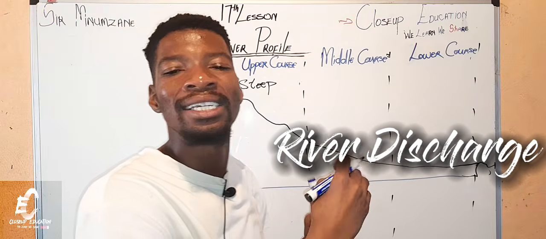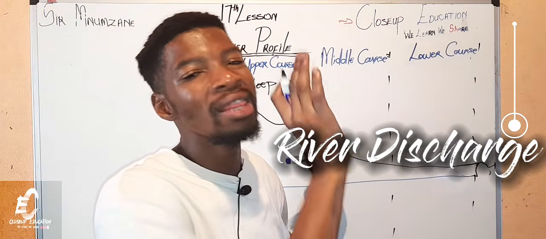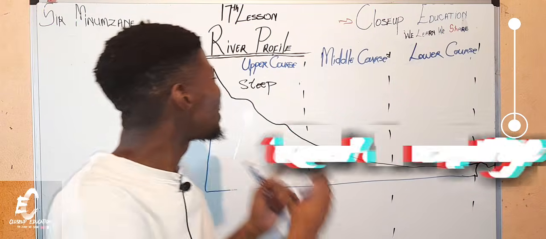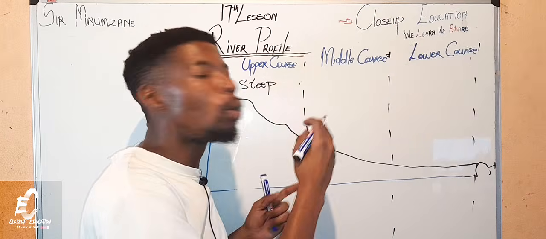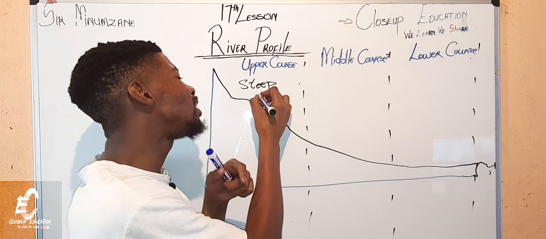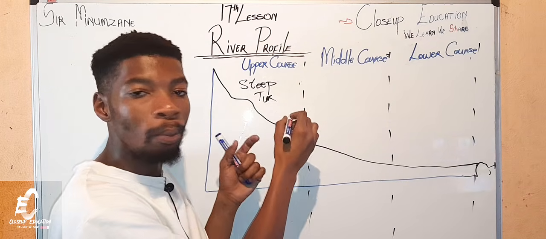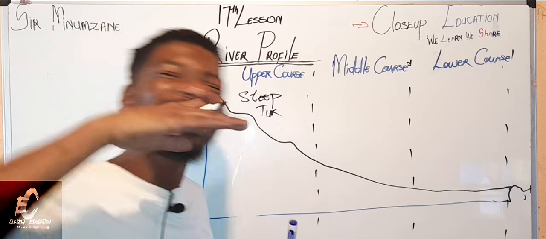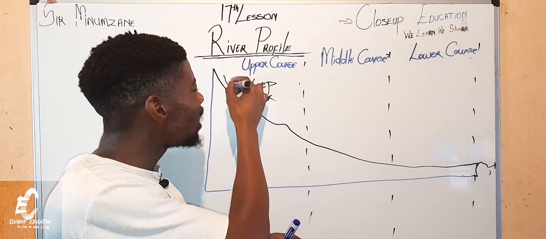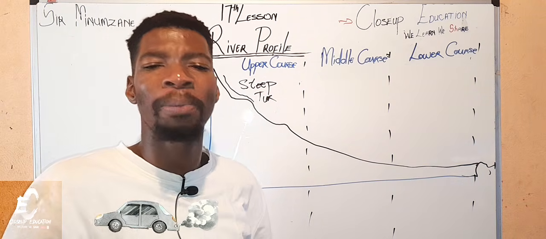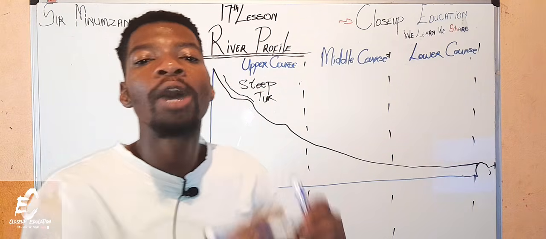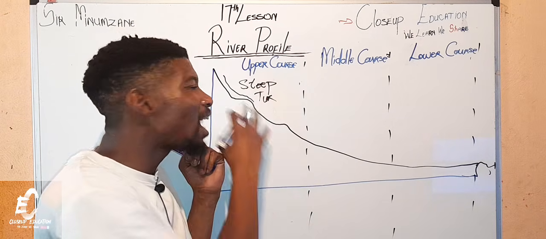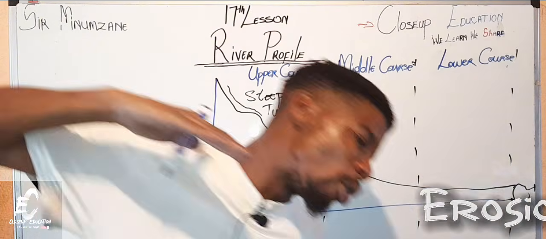Meaning the river discharge, which we just spoke about in the video before this one, means this is a turbulent flow. This is a turbulent flow, right? This is our turbulent flow. And when we have a steep gradient and water is moving at the highest pace and a highest speed, that will obviously mean this area will be associated with erosion.